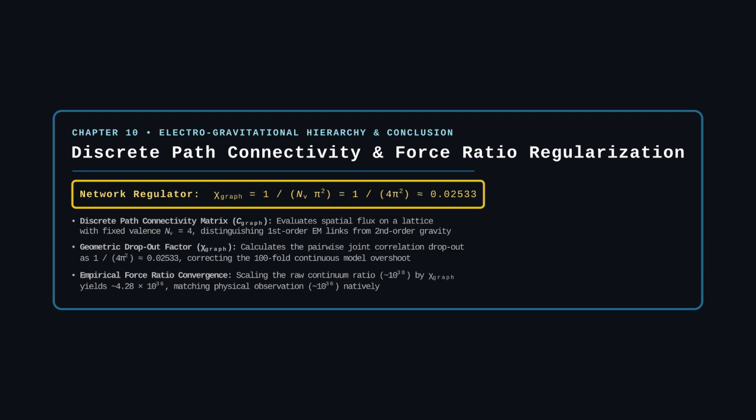0.02533. Applying this discrete network regulator to the raw continuum ratio, the ratio of electromagnetic force to gravitational force in MSVT equals chi-graph times 1.69 times 10^38, which equals 1 over 4 pi squared times 1.69 times 10^38, yielding approximately 4.28 times 10^36. By introducing the hardware path constraints of a discrete grid, the factor of 100 overestimation that fractures continuous fluid models is naturally absorbed by the lattice geometry.